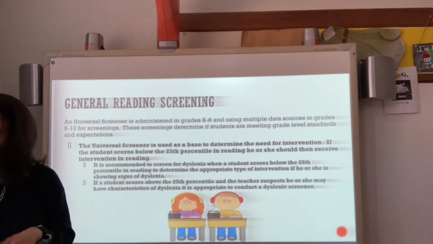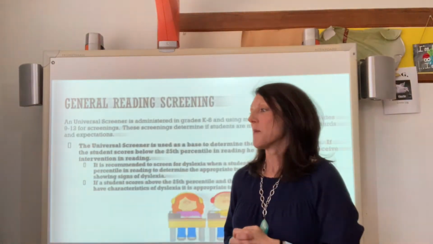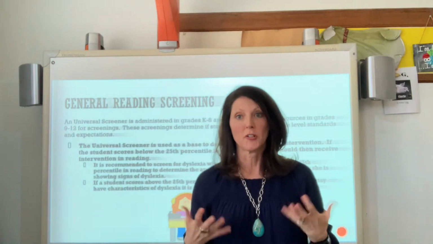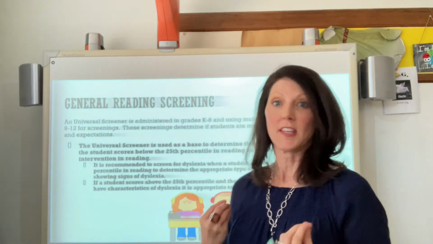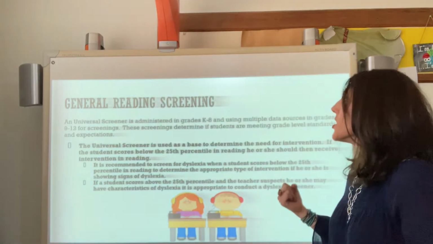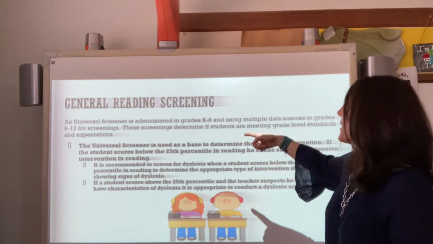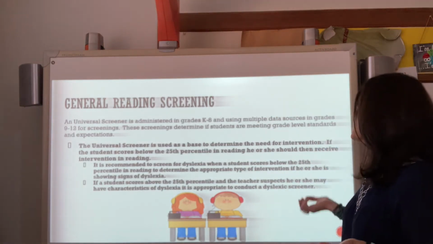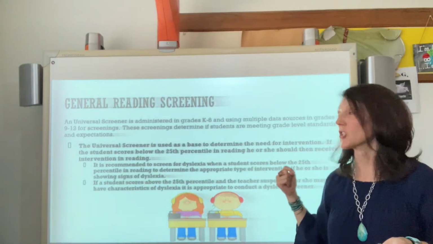Then general reading screening, okay. Most states have implemented a universal screener, a reading screener, just to screen the children to see where they are. I think that's a really good idea, so we have to get some baseline information. A universal screener is administered in grades K through 8, and then they use multiple data sources in grades 9 through 12 to get information.